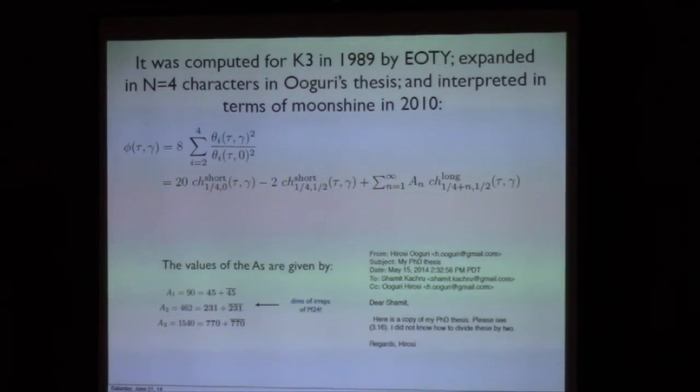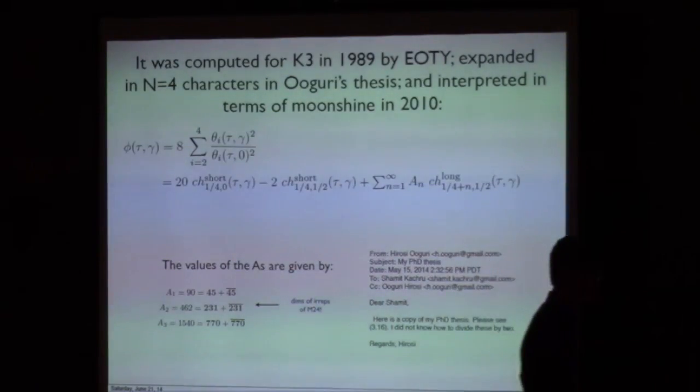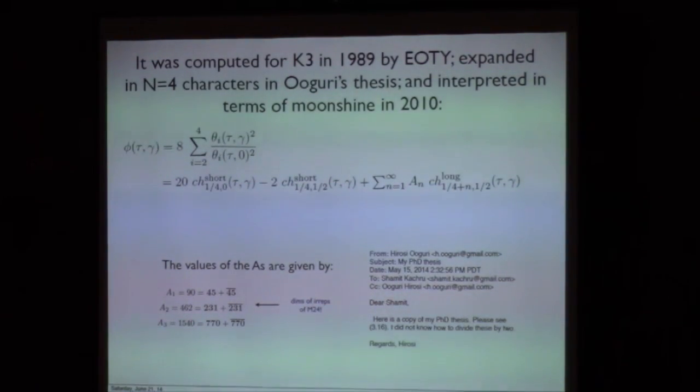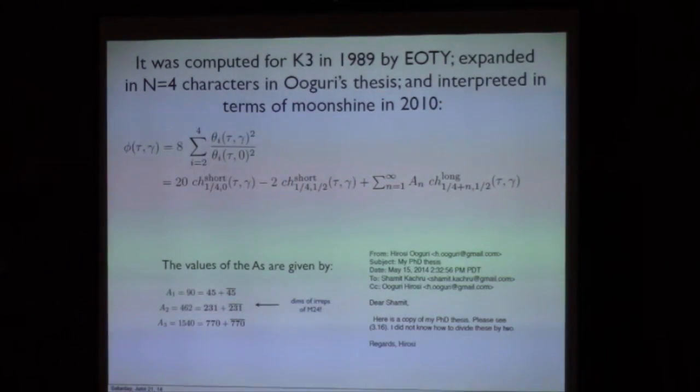It was computed in 1989 by Eguchi, Ooguri, Taormina, and Yang. I probably slaughtered the pronunciation of the names. And it was actually expanded in N=4 characters. Since N=4 is a symmetry of K3, not just N=2, that makes sense. So it was expanded in characters of the N=4 superconformal algebra by Ooguri in his thesis in 1990. There's an expansion that looks like this. There's 20 times some short representations or BPS representations. And then there's an infinite series of long representations.